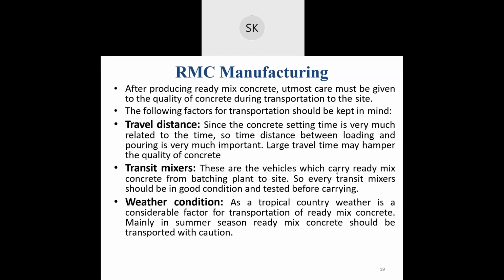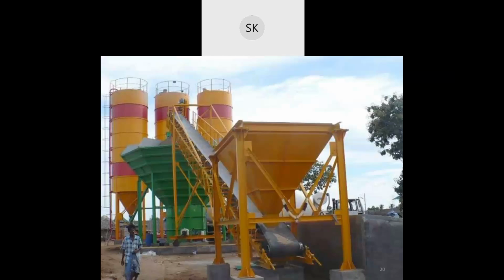Transit mixers. These are the vehicles which carry ready-mix concrete from the batching plant to the site. Every transit mixer should be in good condition and tested before carrying. Suppose the transit mixer is taking the concrete to the site, but in between it stops rotating. It will hamper the strength of the concrete. Okay. Weather condition, obviously, as a tropical country, weather is a considerable factor for transportation of ready mix concrete. Mainly in summer season, ready mix concrete should be transported with caution. So this is one example of a transit mixer plant.